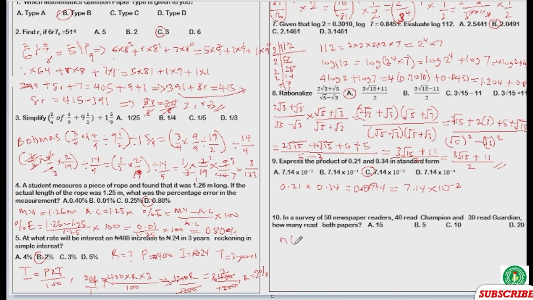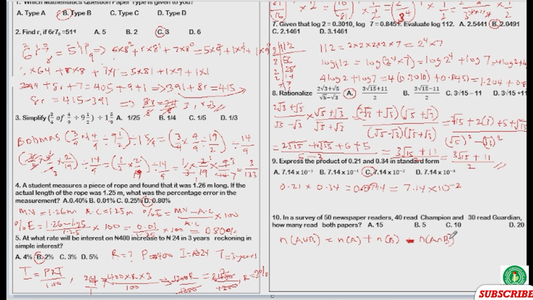We have something we call De Morgan's rule. De Morgan's rule says that the number of A union B is equal to the number of A plus the number of B minus the number of A intersection B. That's what the rule says. So we are looking for A intersection B now.